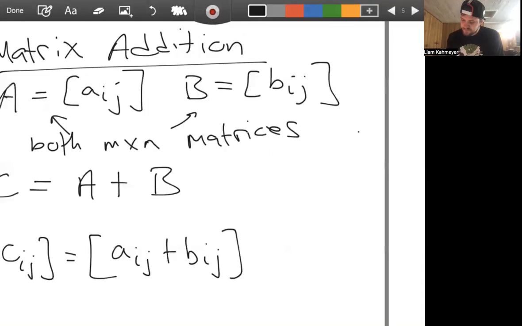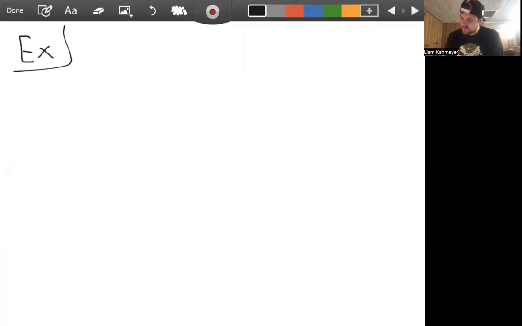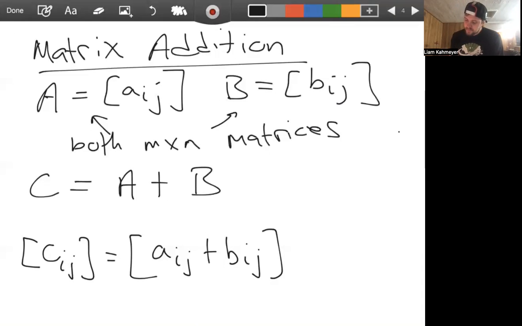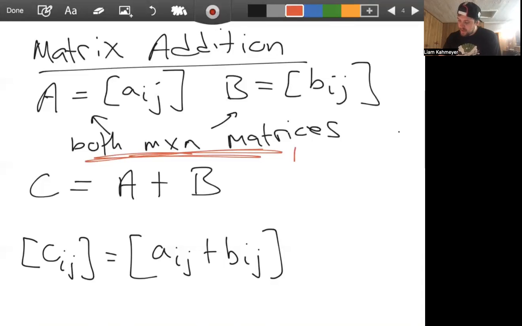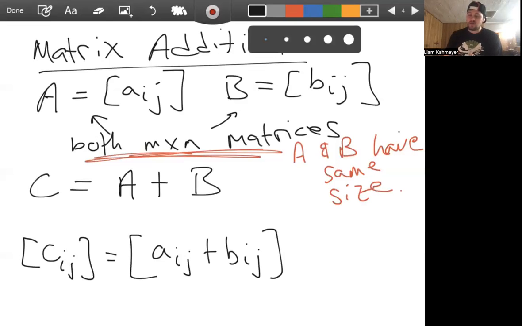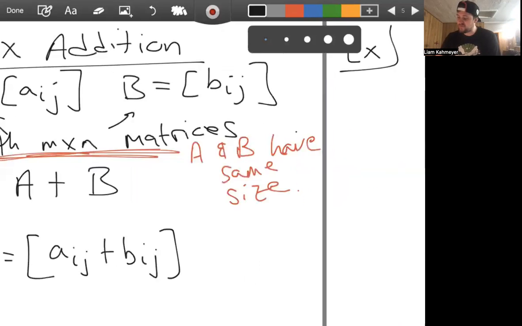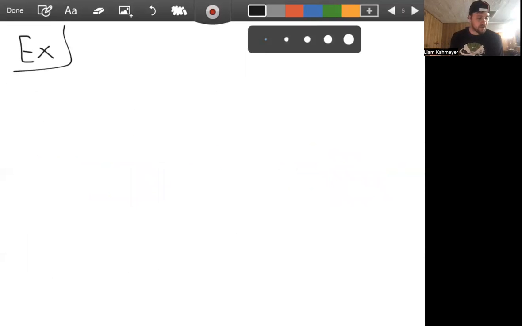So if we had an example, and I want to emphasize quickly before the example, these are necessarily the same size, right? A and B have the same size. Matrix addition is not defined if the matrices being summed together are of different sizes. So always make sure that when you're adding two matrices, they have the same size or the same number of rows and columns. So let's do a quick example here.